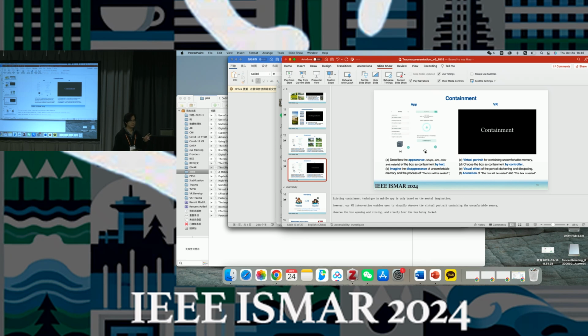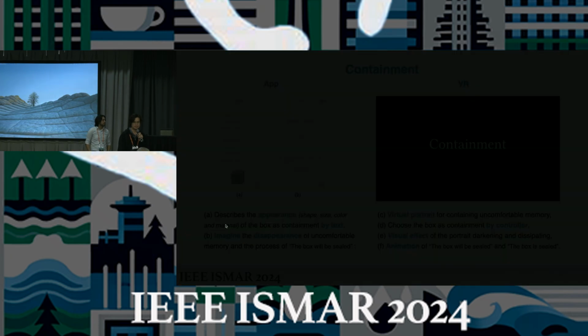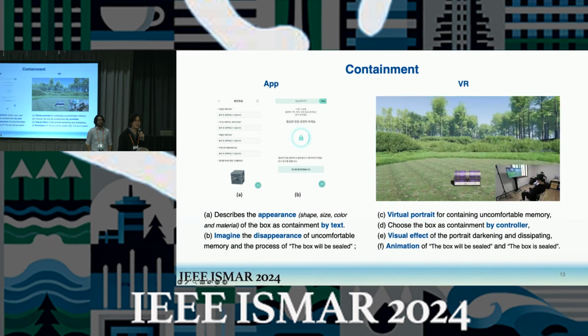So first, we choose those techniques because we collaborated with the actual hospitals and medical psychologists. And the third one is containment treatment. For the mobile app, which was provided by our government, they just give textual instructions. So patients should imagine themselves by reading the text.